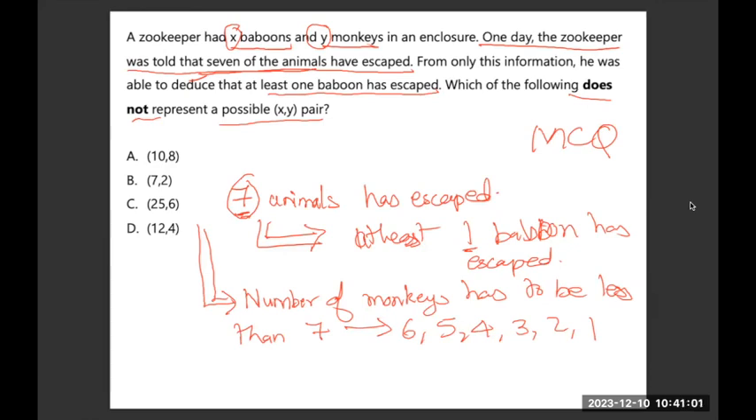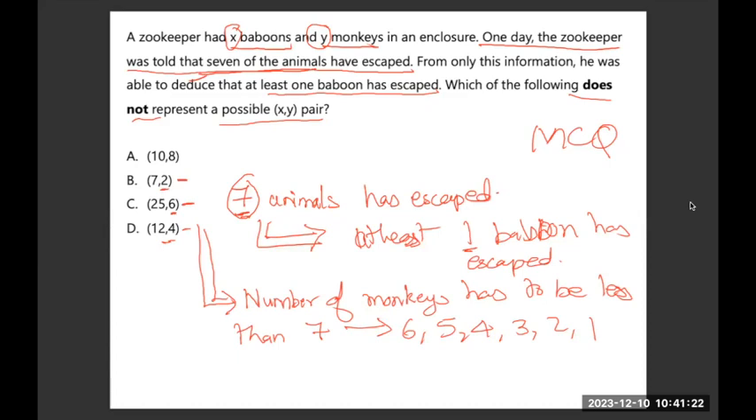Out of the given options, if you look at just the number of monkeys, the options where the number of monkeys is less than 7 are 2, 6, and 4. Y is the monkey. So 2, 6, and 4. So BCD is possible in this case. They are the possible options.